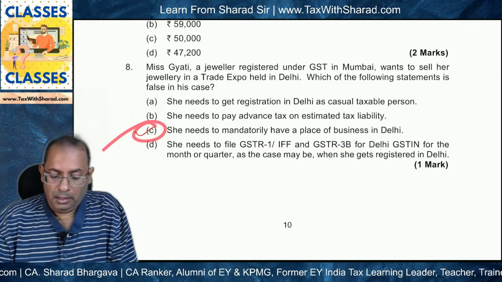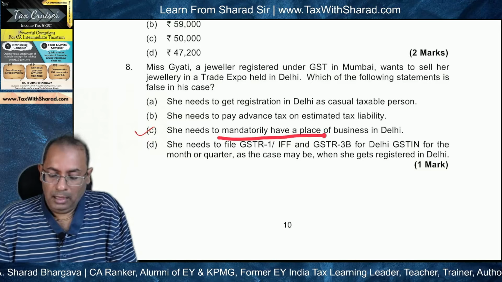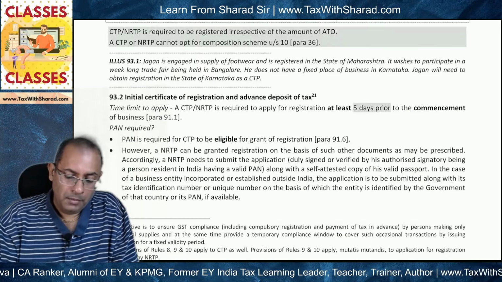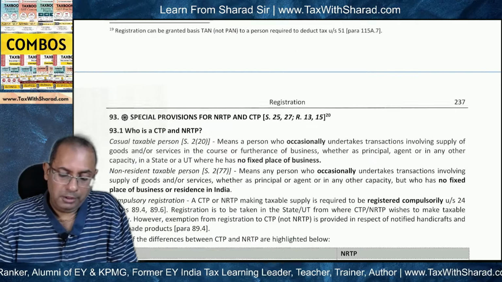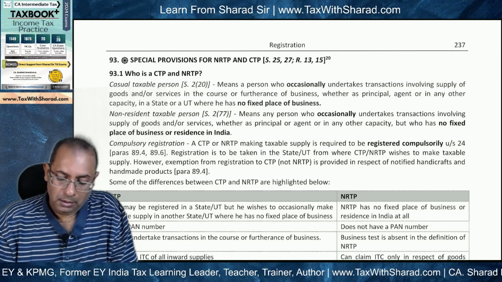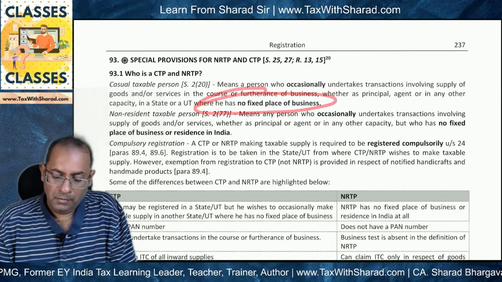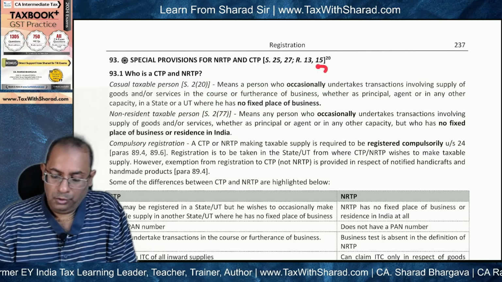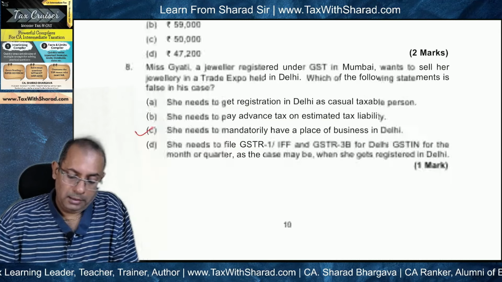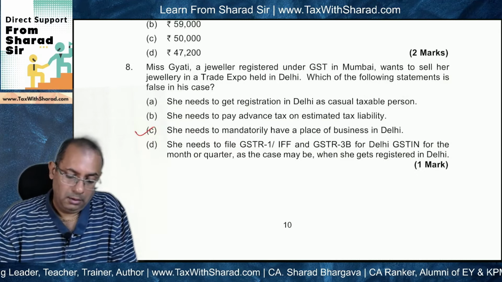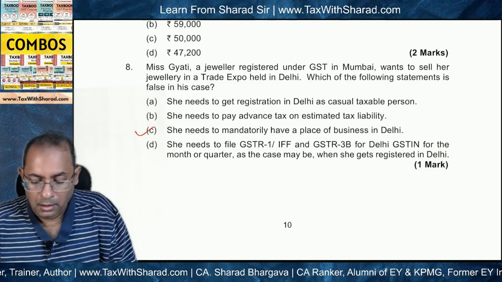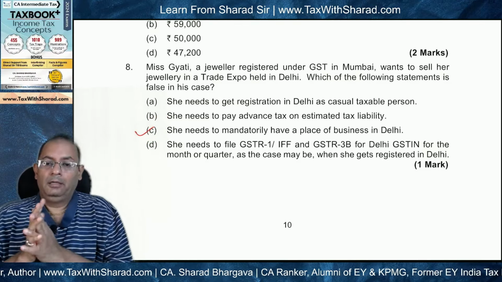But C is not correct, which says that she needs to mandatorily have a place of business in Delhi. No, she does not need to have a place of business, because the definition itself of CTP says that the person has no fixed place of business where the person wants to occasionally undertake the transaction of supply. So this is not really necessary for a casual taxable person. So the correct option becomes option C, and this brings us to the end of GST as well, and therefore to the end of this video.